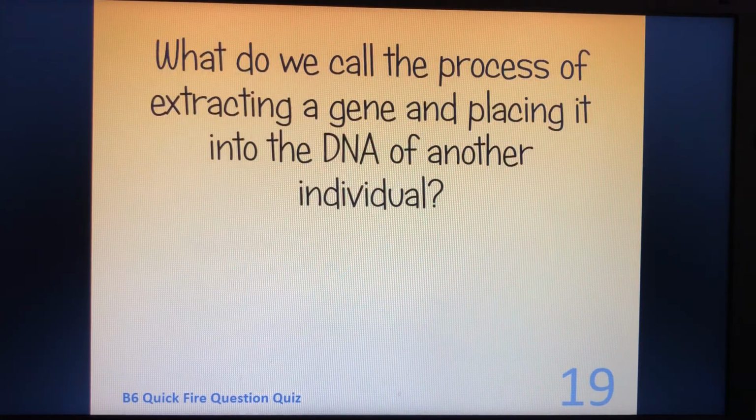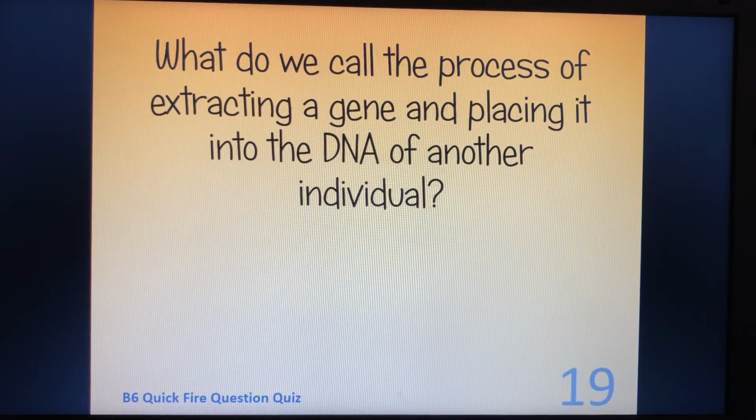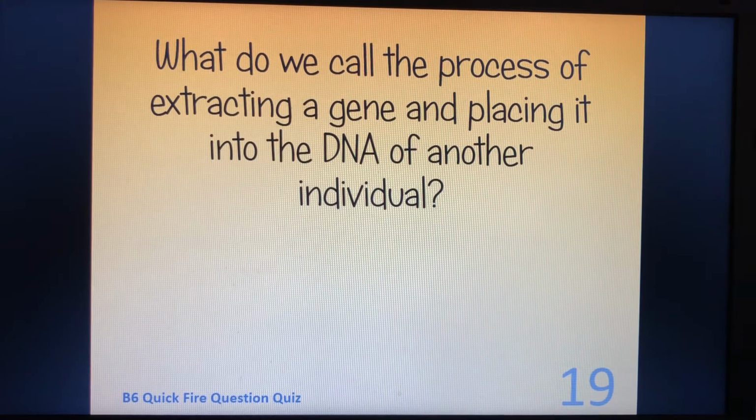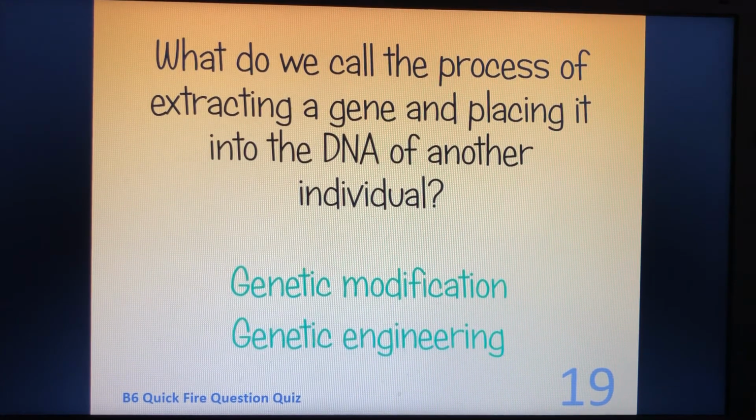Question 19. What do we call the process of extracting a gene and placing it into the DNA of another individual? So we've isolated a gene, we've extracted it, and then we put it into another individual. What do we call that? Two possible answers. One will do. And the answer is genetic modification, or you may hear it called genetic engineering. Both mean the same thing.